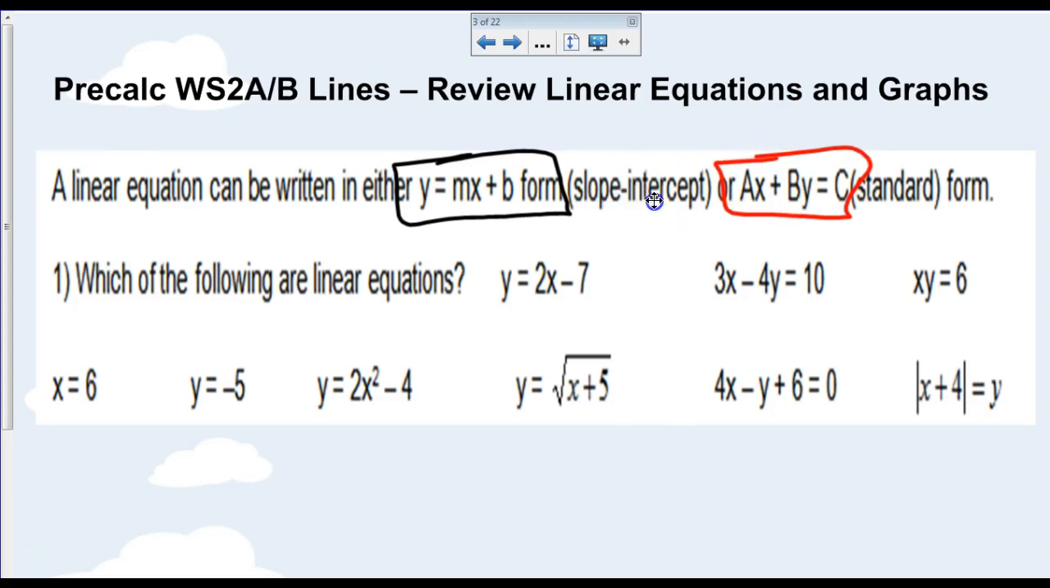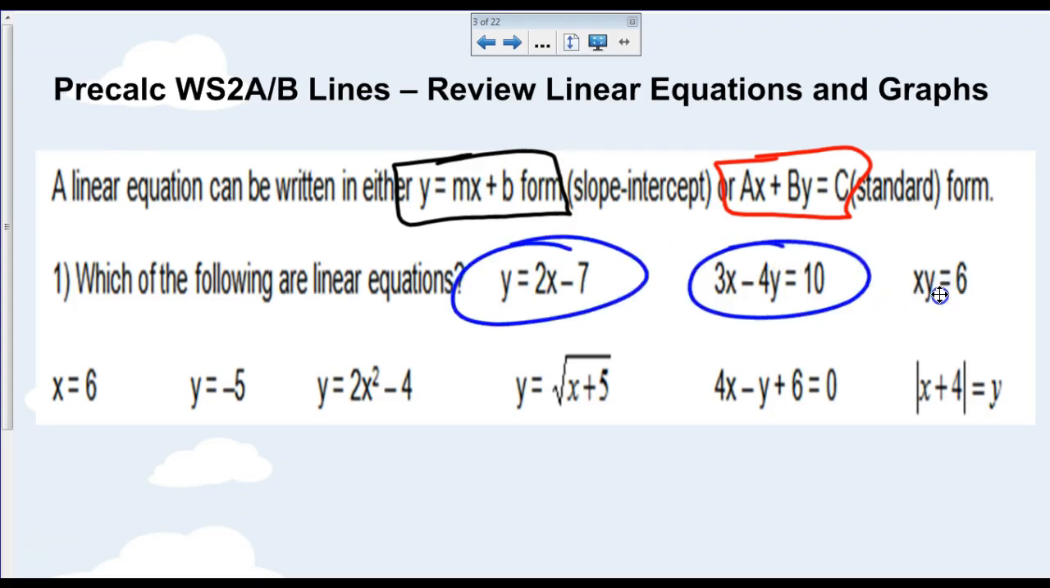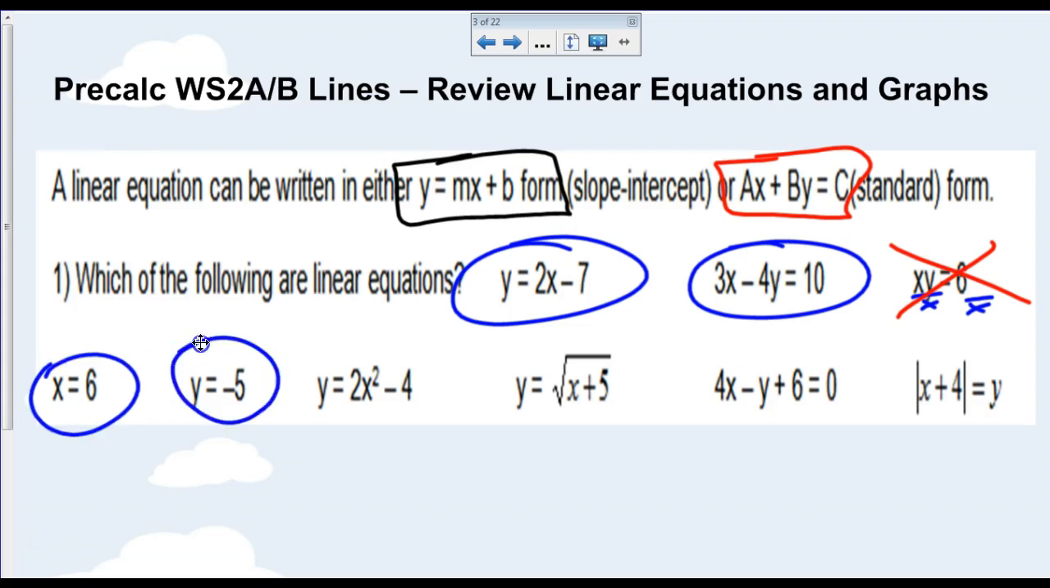You have to be able to recognize what's a line and what's not. So when I look at these examples here, I notice this is a line and this is a standard form line. But here, if you solved for y, you divide both sides by x. And when you have x in the denominator like that, you create what's called a rational function. So that's not linear. This is also linear here, x equals 6 and y equals -5. Those are those specialty ones where this one's vertical, and this one's horizontal.